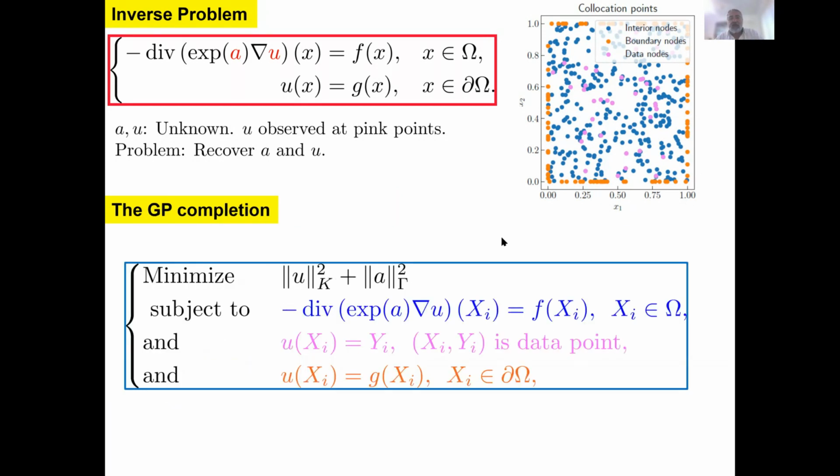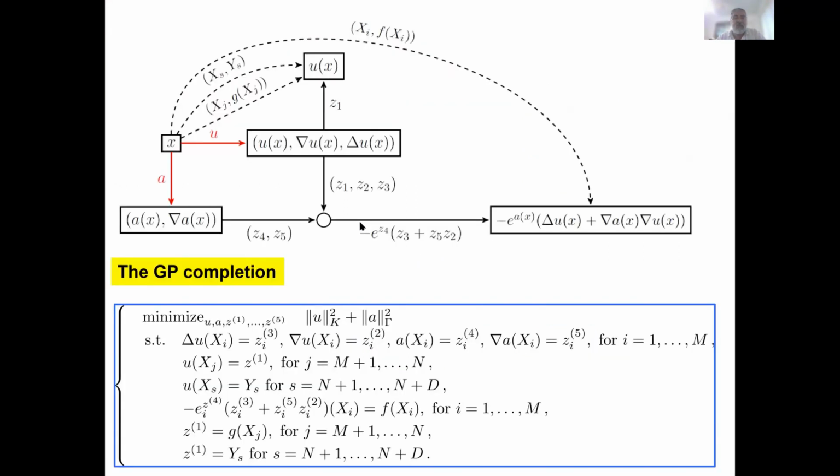The GP completion is then equivalent to recovering the solution and the coefficient of the PDE by minimizing the sum of the squares of their RKHS norms with respect to 2 possibly different kernels, subject to the PDE being satisfied at the finite number of collocation points on the boundary and in the interior, and also subject to our measurements of the value of the solution at the data measurement points. And as mentioned before, the practical implementation of this method requires the introduction of the intermediate variables of the graph as slack optimization variables in the variational formulation of the map estimation of U and A.